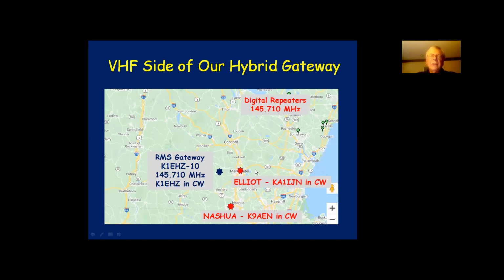We also have two digipeaters in the area. Because they're digital repeaters, they operate on 145.710. The Elliott digipeater on the roof of Elliott Hospital identifies in CW as KA1IJN, and the one in Nashua at the home with K9AEN identifies in CW as K9AEN. So if you get on the air and tune to 145.710 and listen for a while, if you can hear any of these CW IDs, there's a good chance you can access the VHF gateway.